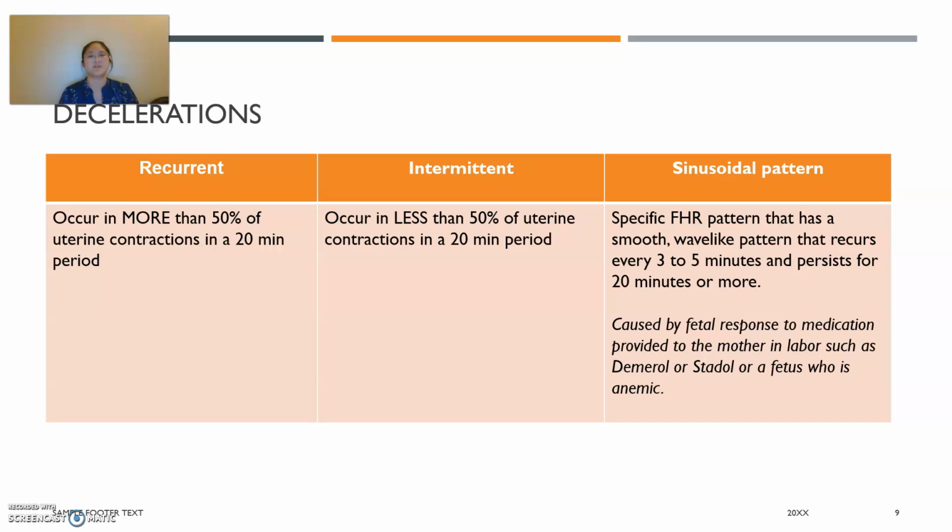The last one is the sinusoidal pattern. It's a specific fetal heart rate pattern that has a smooth wave-like pattern that recurs every 3 to 5 minutes and persists for 20 minutes or more. It is caused by fetal response to medication provided to the mother in labor, such as Demerol, or by a fetus who is anemic.